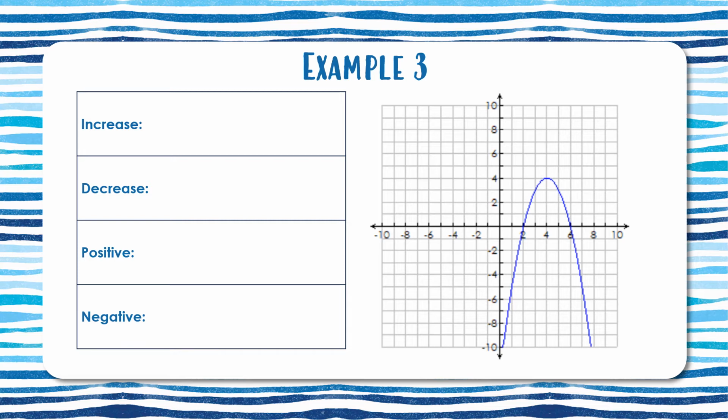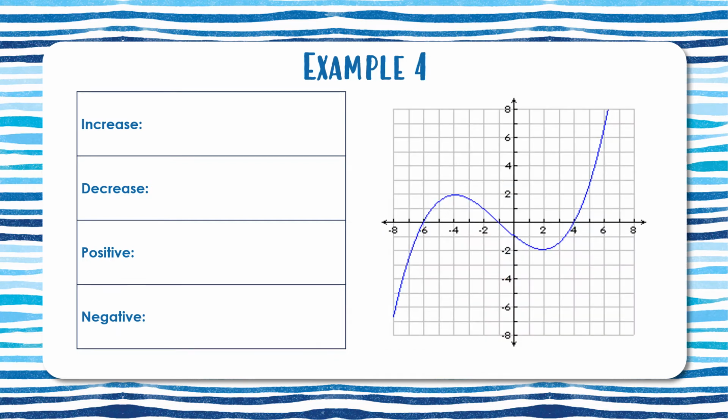Anytime you have multiple intervals for increase, decrease, positive, or negative, you're going to use this special symbol called the union. Kind of looks like a parabola opening up. It is not the letter U, although it looks similar to it.